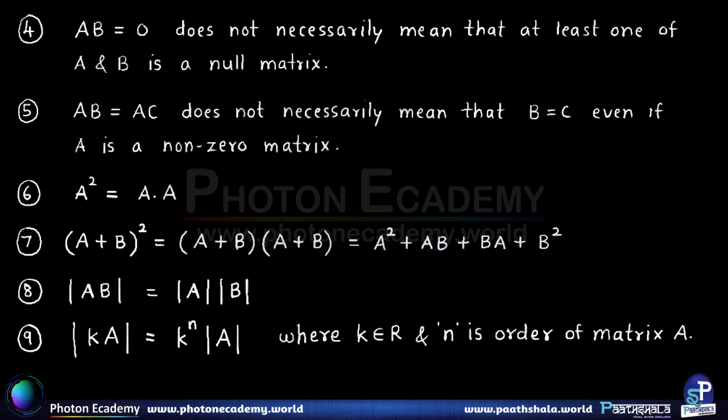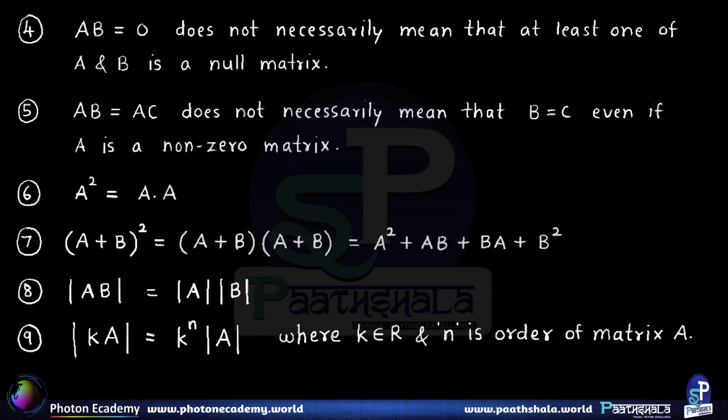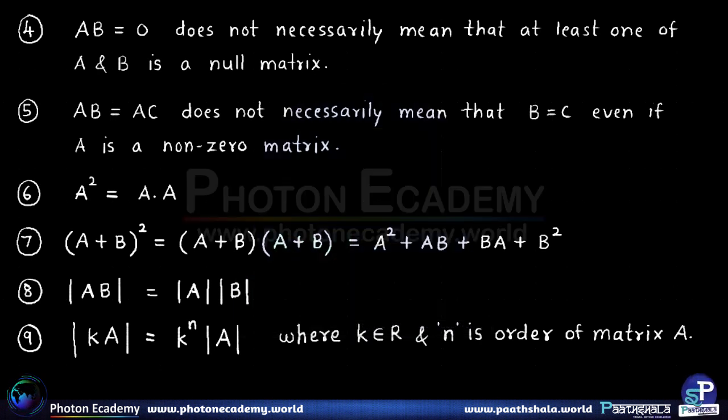And lastly, if we have k as some real number, and if n denotes the order of the matrix A, where A is of course required to be a square matrix, then the determinant of kA is equal to k raised to n into the determinant of A. So these are the properties that we have to keep in mind while solving problems based on matrices.